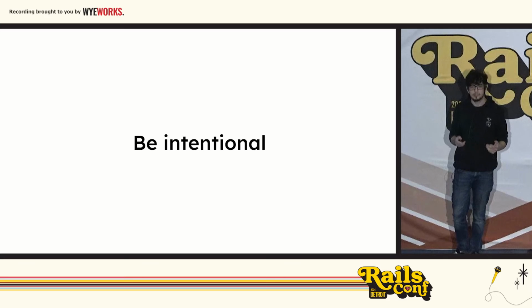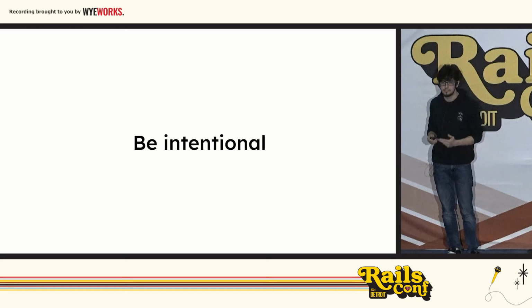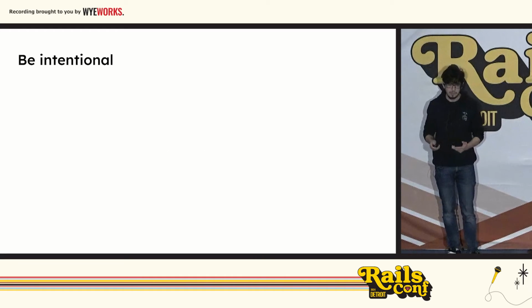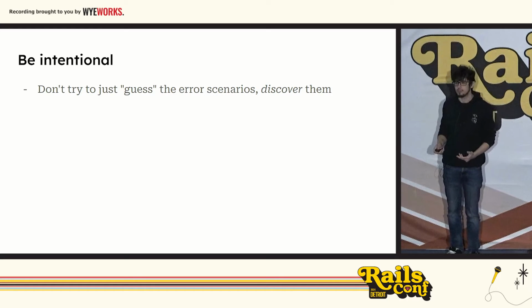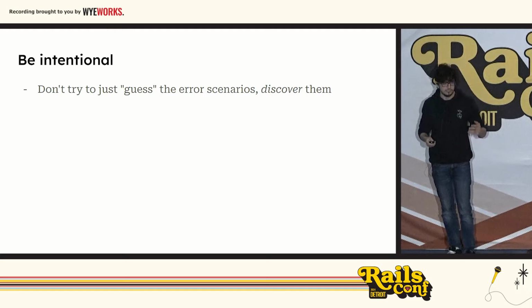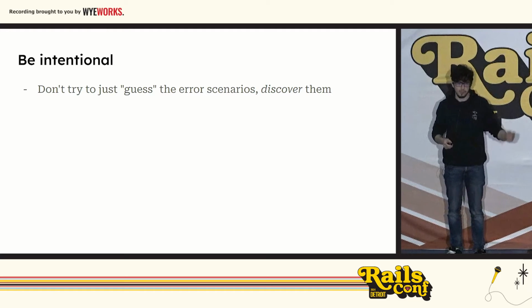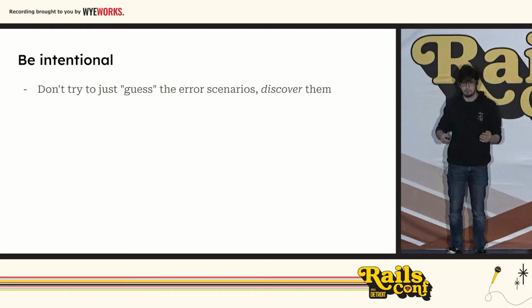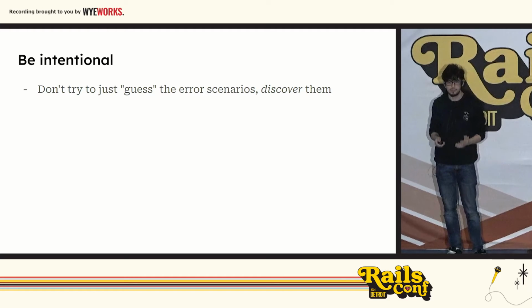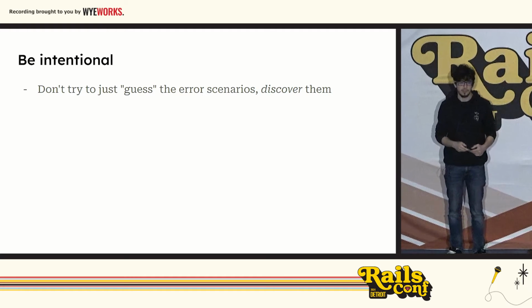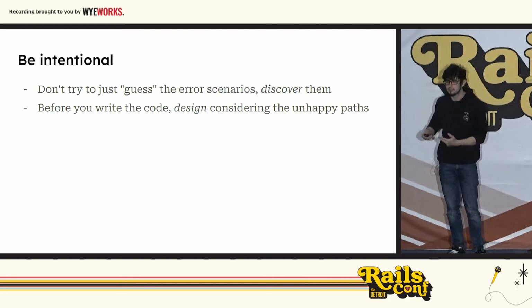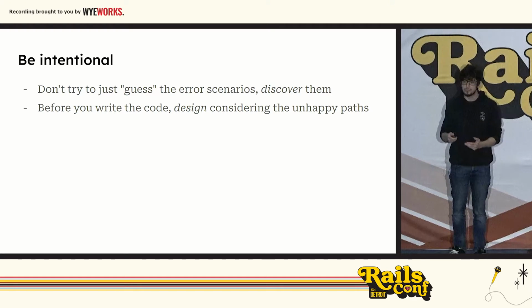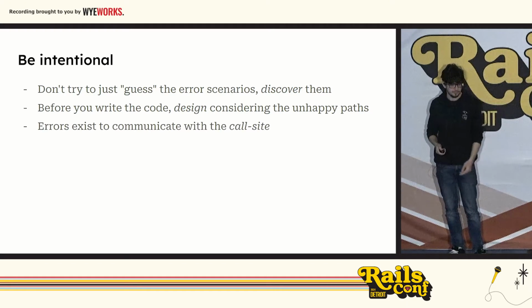So the first thing to achieve these goals is being intentional. This is very important. What I mean by that is that we shouldn't just try to guess what the error scenarios in our code are. We should discover them. We shouldn't just write the happy path and then run it again and again until we find all the places where it can break. We should discover them beforehand. Before you even write any code, it's important to design your code accordingly, considering all the unhappy paths that might happen and what you would do to handle them in your code.